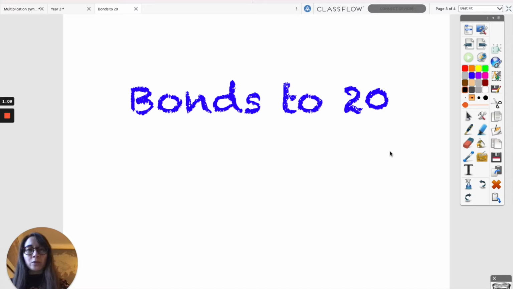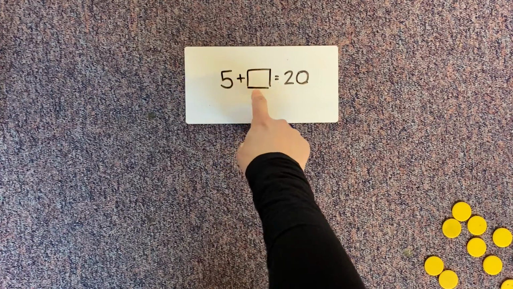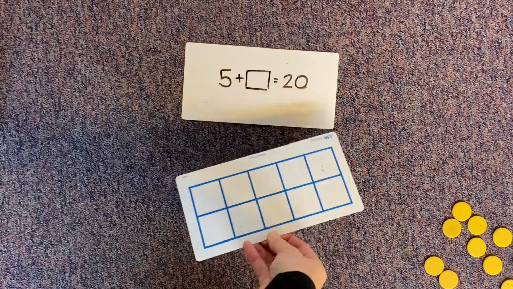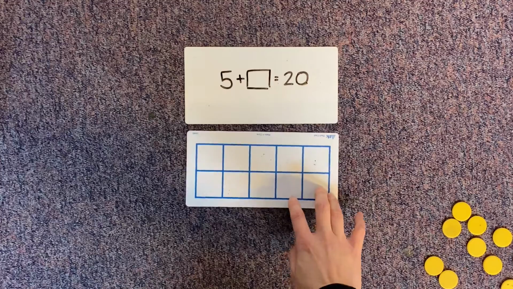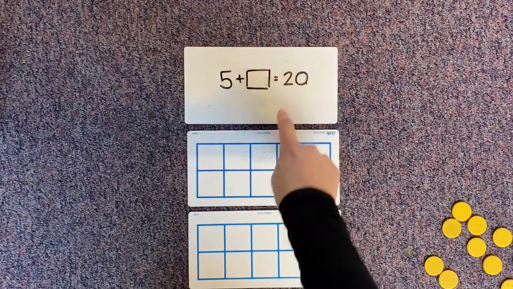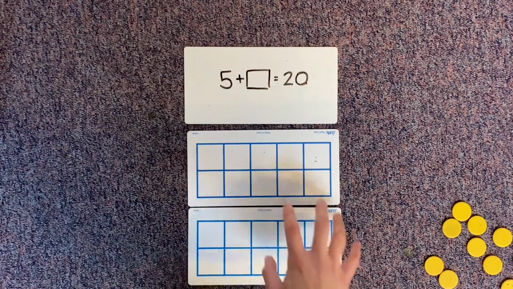Today we are going to be doing bonds to 20. So in the next part of this video, I'm going to show you how to solve bonds to 20 questions. The first question we're going to do is 5 plus something equals 20. I'm going to use the tens frames because that's going to help us figure out the answer. So I've got 2 tens frames because we're doing bonds to 20 today. This is 10 and this is another 10. So we've got 20 altogether.